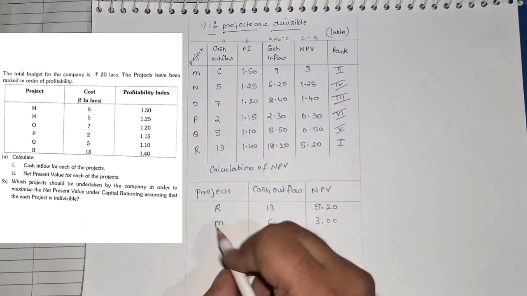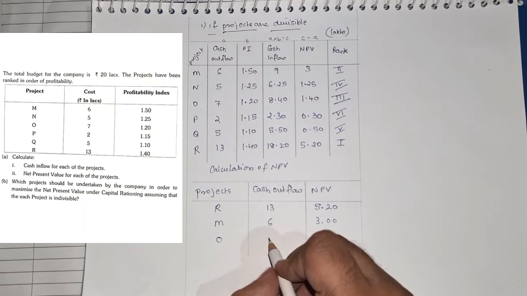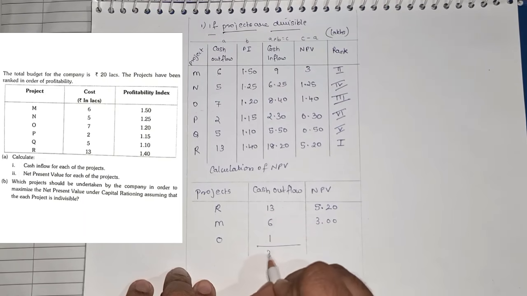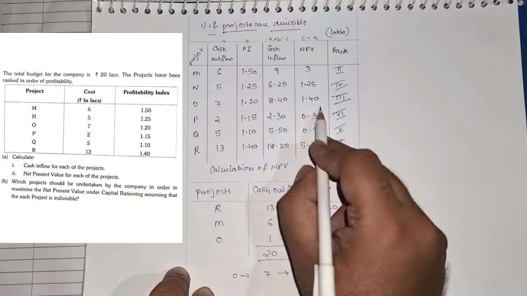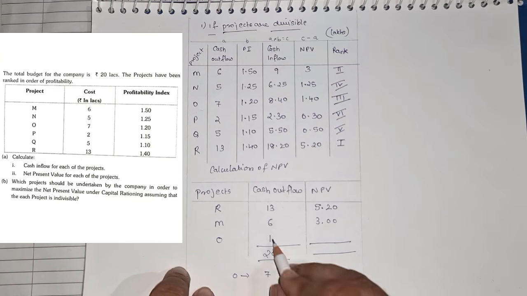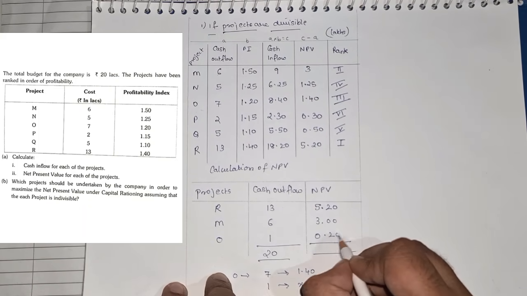The next rank is rank O or project O. The outflow is 7 lakhs, but I can only use 1 lakh because the total fund that the company has is only 20 lakhs. So now again we'll have to find the NPV. For 7 lakhs, the NPV that we were earning was 1.40. So for 1 lakh, it is how much? We will cross multiply this. So 1 into 1.4 divided by 7, we will get it as 0.2. So I'll write the value as x is 0.20.